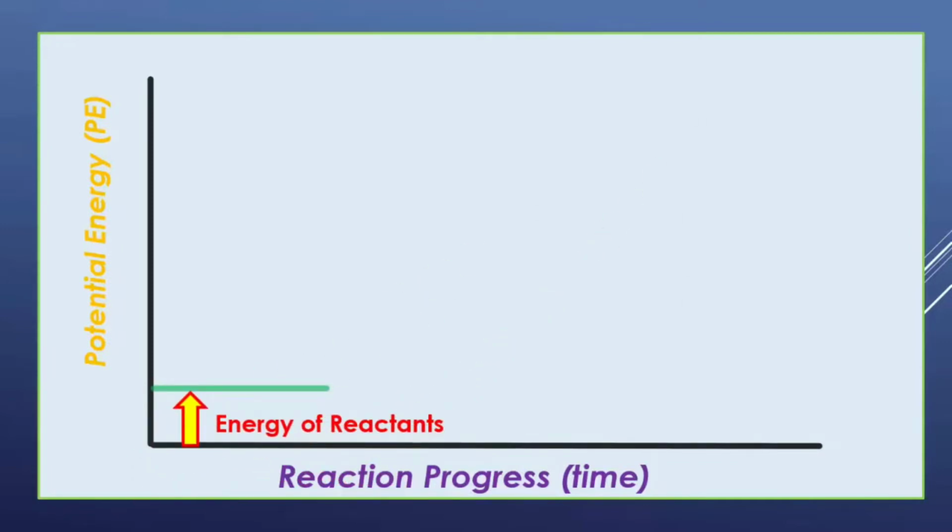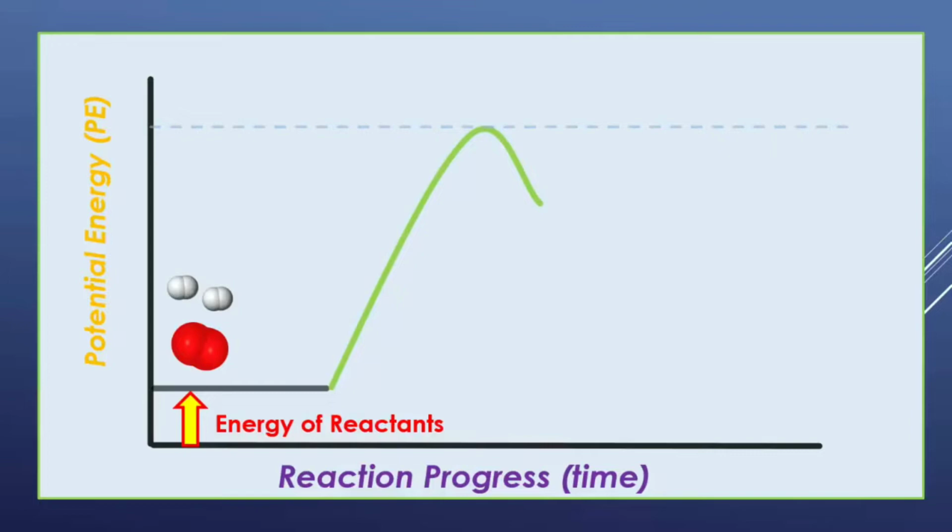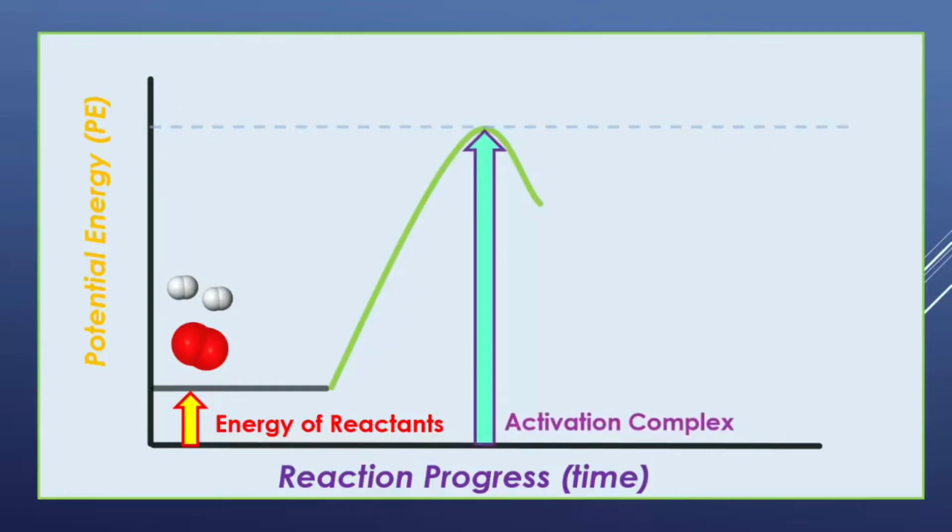This value always begins on the left for a forward reaction because the reactants are on the left of any chemical reaction. In this example, our reactants will be 2 moles of hydrogen gas and 1 mole of oxygen gas. So we'll have to put in some energy to allow them to collide with sufficient energy and proper orientation to break bonds and make new ones.